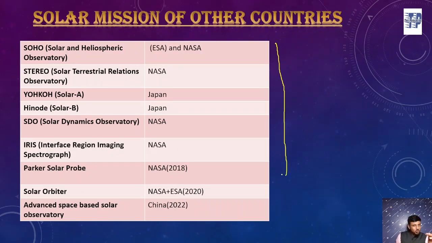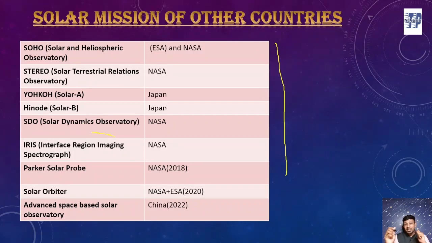These are the solar probes sent by different countries. Try to remember the name and the country which launched each probe, because in the prelims you might get a question like this. For example, SOHO is a solar probe satellite launched by Japan, they might ask like this. So you should know SOHO.